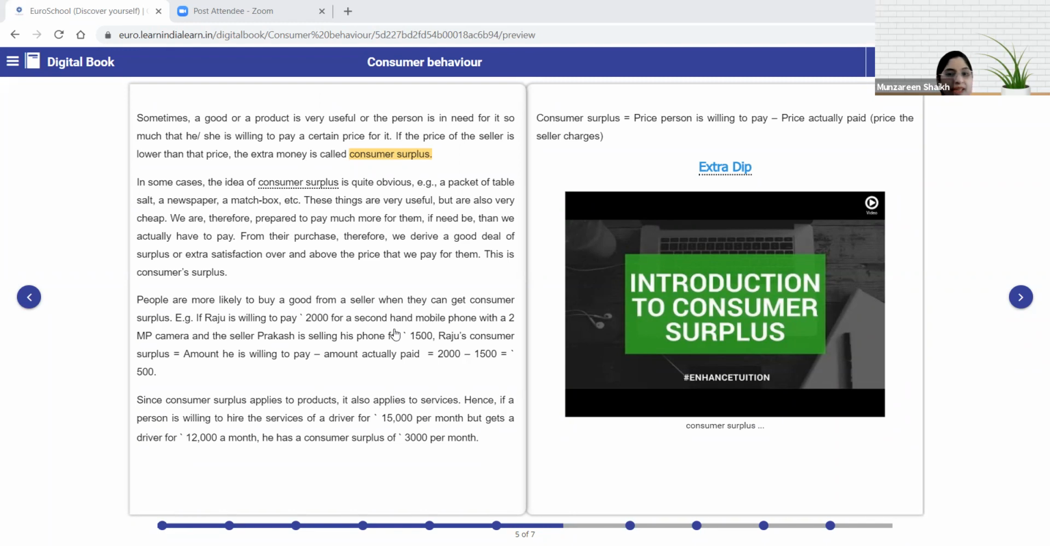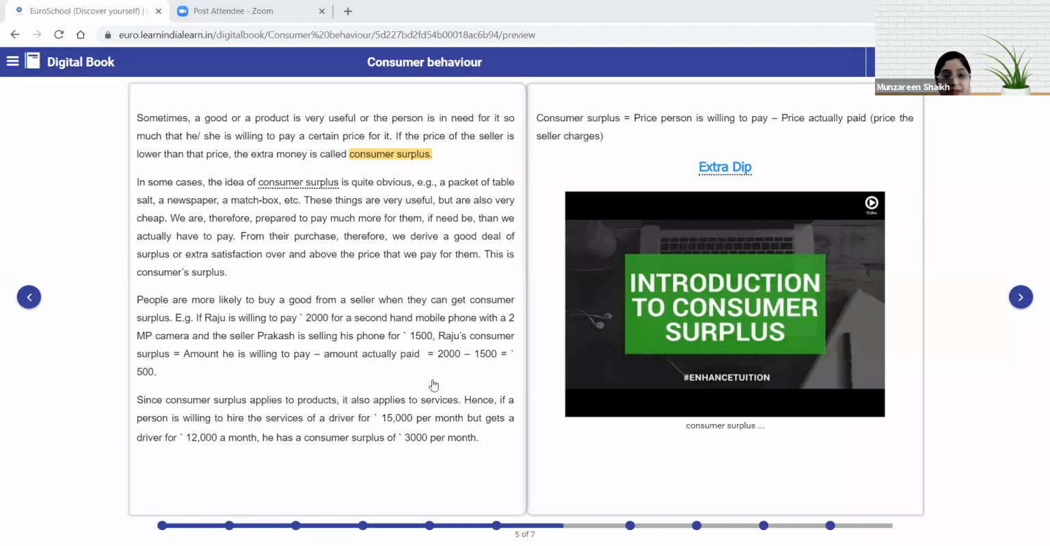It also applies to services. Hence, if a person is willing to hire the services of a driver for 15,000 per month, but he gets a driver for 12,000 per month, he has a consumer surplus of 3,000 per month. So it is not that this will happen only with goods. This happens with services also.